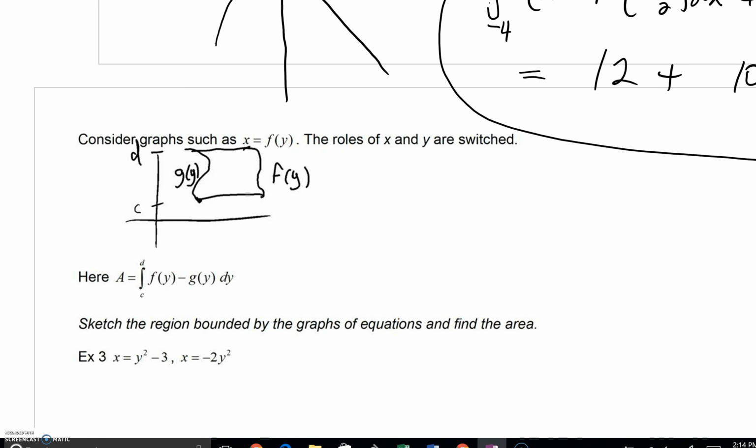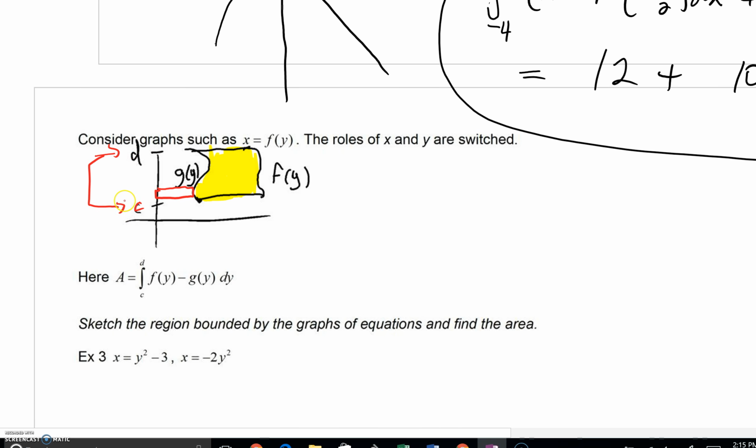As we move to the second page, however, you're going to see that x could equal f of y. We've seen this in the past where instead of y equals some equation, maybe we'd have x equals some function of y. The roles of x and y are switched. You can see in this picture, we could most certainly have an enclosed region. And what you would do is integrate with respect to y. You'd build rectangles off of the y-axis, going from C to D here.